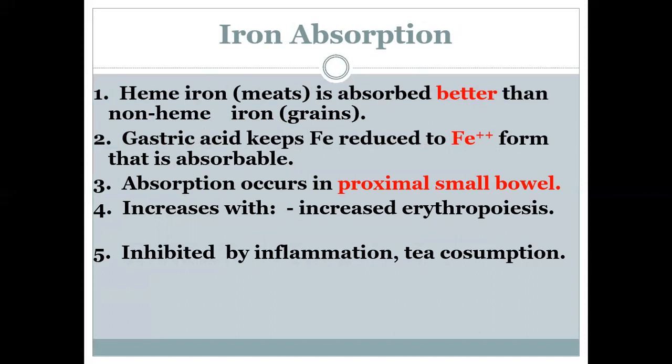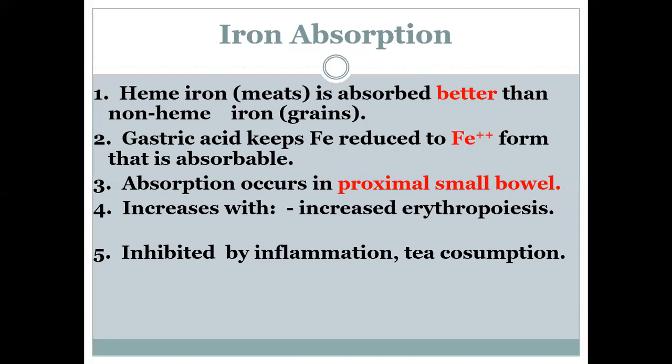Iron absorption is an important process for the human being. The heme iron, which is present in meats, is absorbed better than the non-heme iron, which is present in the grains. The gastric acid is important because it keeps the iron in the reduced form, in the ferrous form, that is easily absorbable. And the absorption of iron occurs mainly in the proximal small intestine.